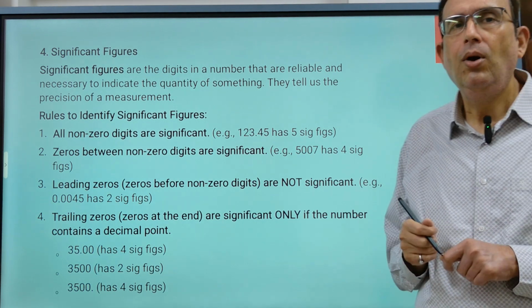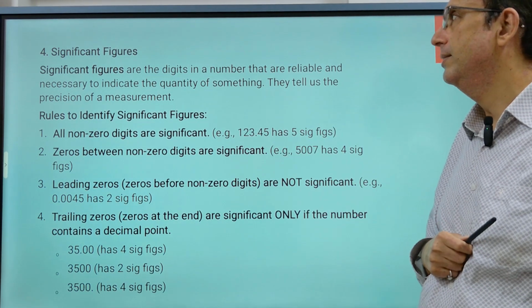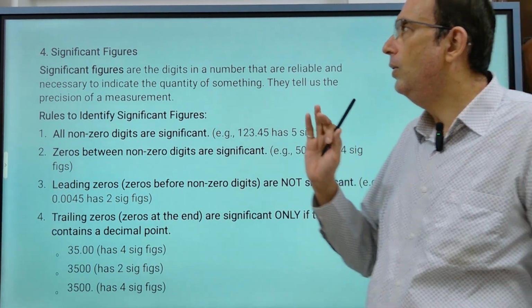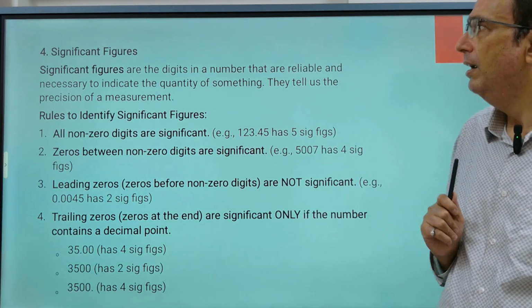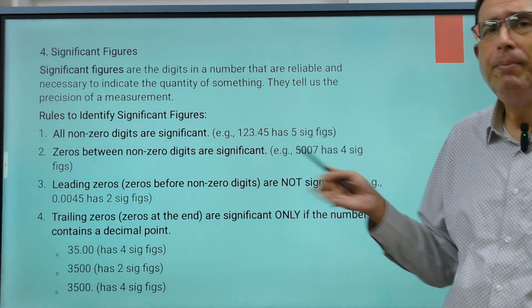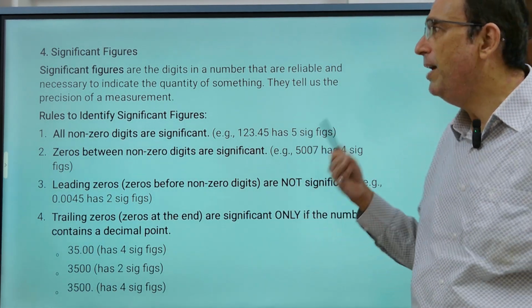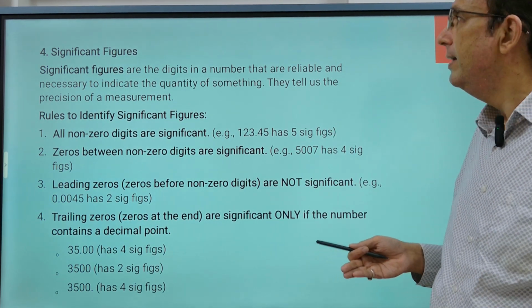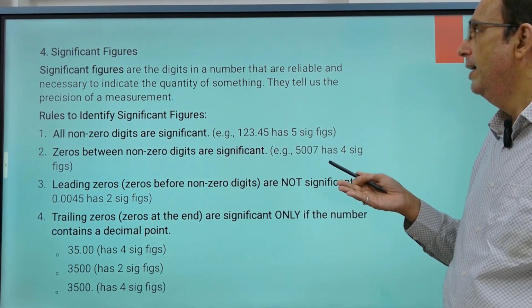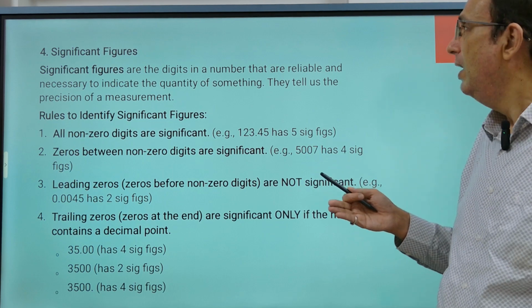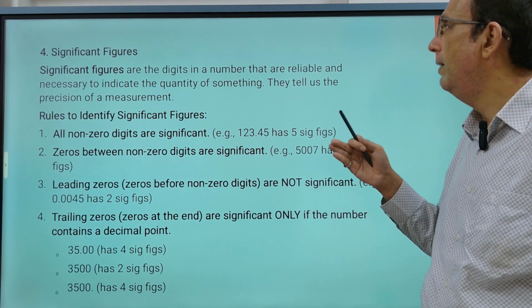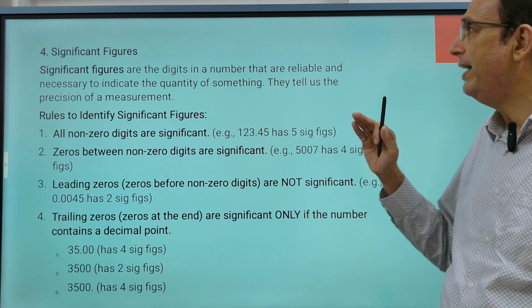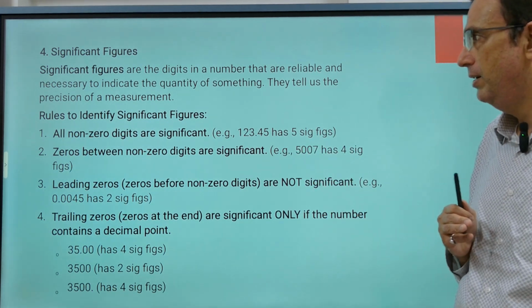So let us now talk about significant figures. That is also a very important thing. Let us say you make a measurement and it is expressed in certain numbers. Then the number of digits that are reliable in that measurement tells you something about the quantity, and they tell you the precision of the measurement.